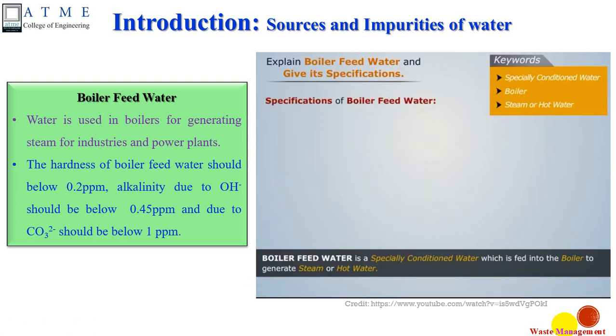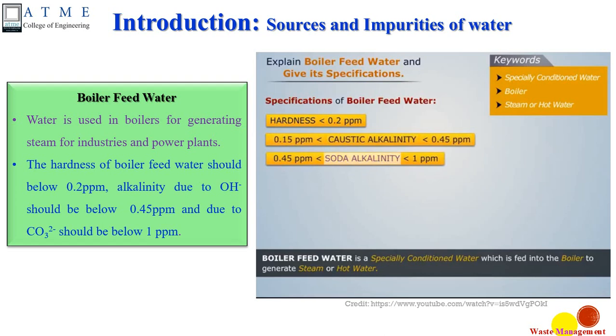Let us now discuss the specifications of boiler feed water. Before using the boiler feed water in the boiler, it should be made sure that it meets the following specifications. Its hardness should be below 0.2 parts per million. Its caustic alkalinity should be between 0.15 and 0.45 parts per million. Its soda alkalinity should be between 0.45 and 1 parts per million.